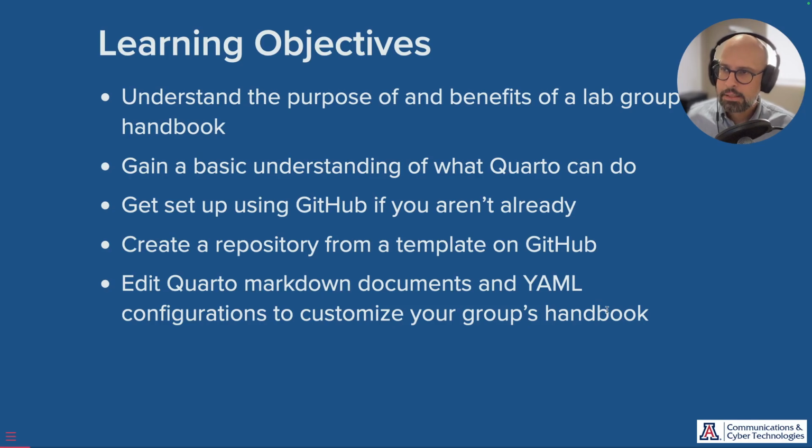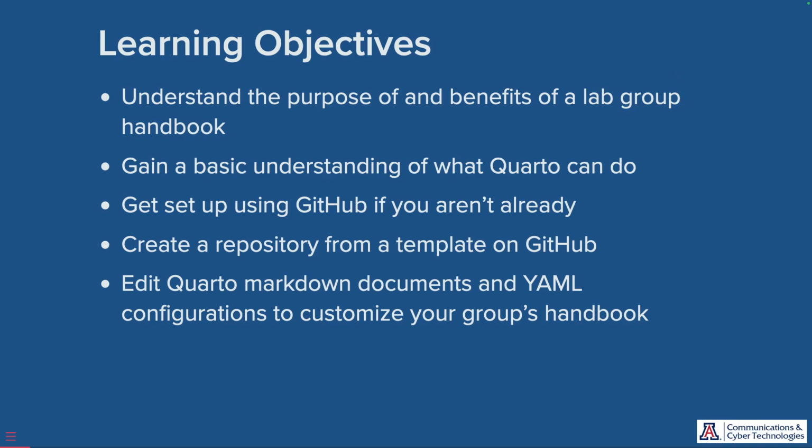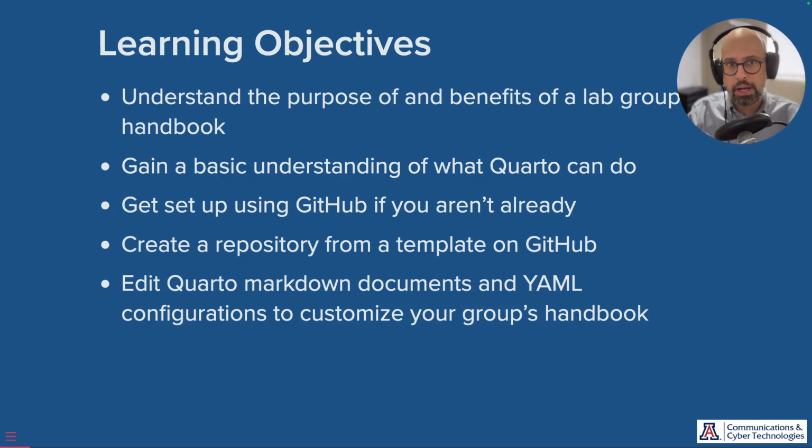So today we're going to start by looking at what the purpose of a lab group handbook is, what the benefits of it are. We're going to gain a basic understanding of what Quarto is and what it can do. We're going to get everybody set up using GitHub, if you aren't already. And we're going to start with a template group handbook. And that is, by the end of this, going to become a published product that you'll have ready to go to share with your lab group and edit.